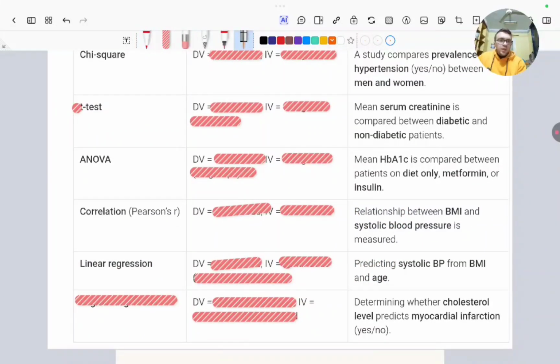Determining whether cholesterol level predict myocardial infarction. Predict? It's a linear regression? No. You should identify the variable. Cholesterol, myocardial infarction. Myocardial infarction depends on cholesterol level. Myocardial infarction is categorical. Cholesterol level is continuous. Categorical, continuous, and the dependent variable is binary. So it is logistic regression. I hope you understood this concept.